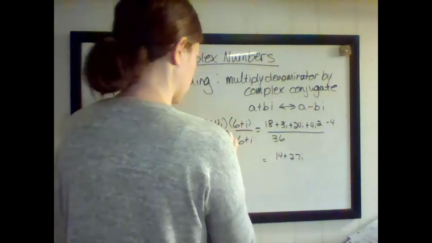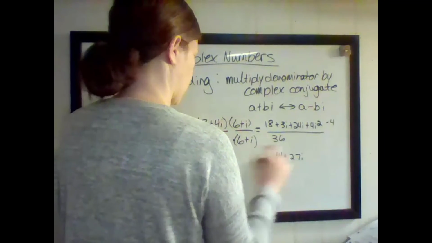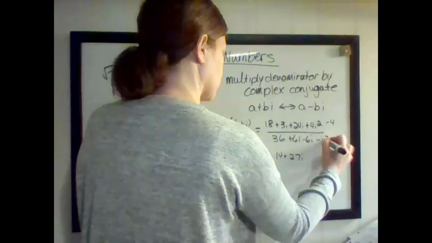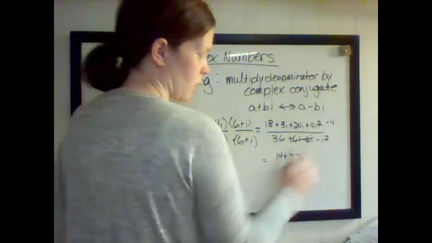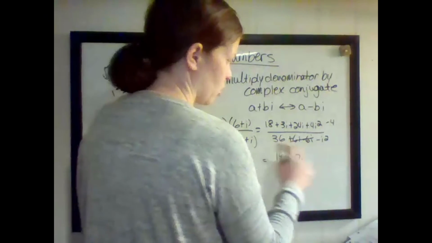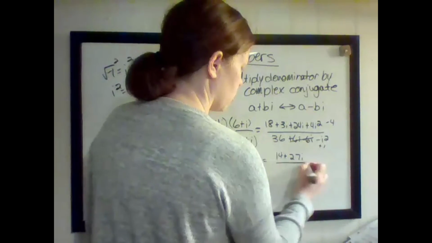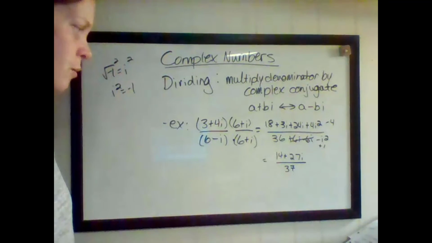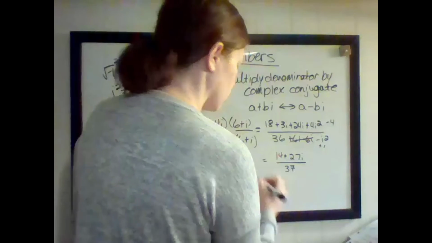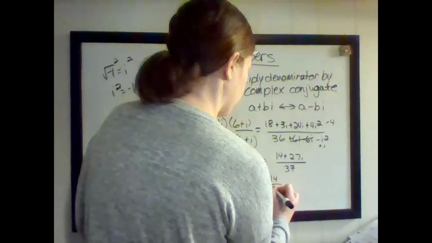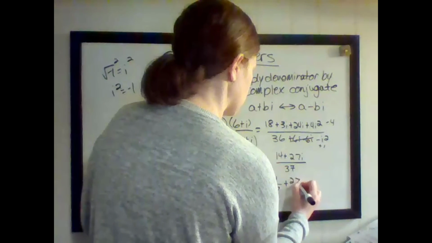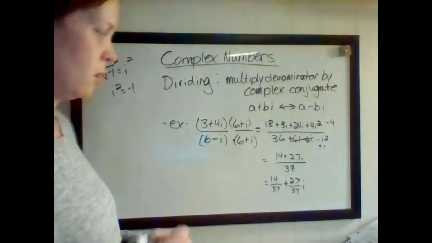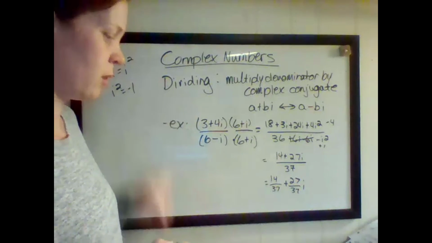Now to the bottom. 36, first; outer plus 6i; inner minus 6i; last minus i squared. So the 6i's cancel out, which is what I wanted. I'm going to have 36, and this will turn into a plus 1. So 37 on the bottom. To really emphasize that now this is just one combined number, that would be 14/37 plus 27/37 i. Now that is one combined complex number from dividing these two different ones.